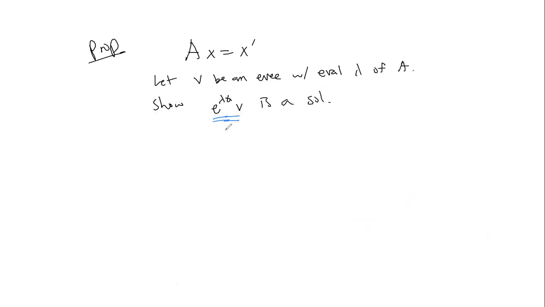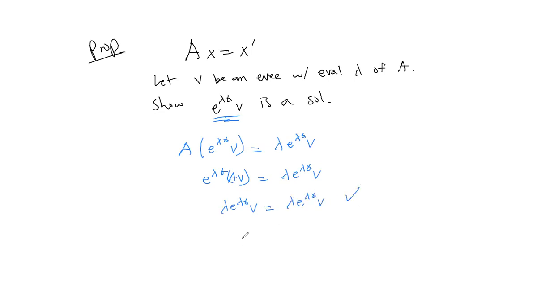So it's why you should even consider this exponential solution in the first place. But if you want to just skip the motivation, then you can just prove this proposition. If you have a matrix equation Ax equals x prime, let v be an eigenvector with eigenvalue lambda, show that this is a solution. So you can just plug that in. Right, and then you get exactly the result. So that's the proof.